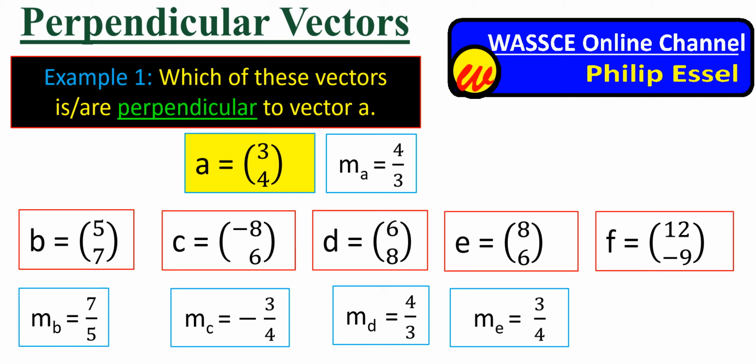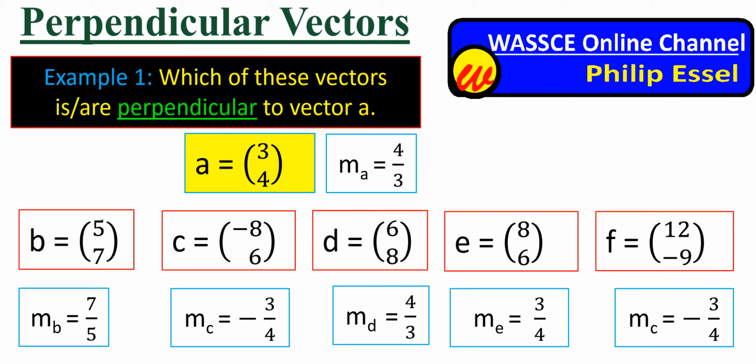The gradient of the vector F would be negative 9 divided by 12. When we break this down further, we would get negative 3 divided by 4. Now, at this point, we have been able to calculate the slopes of all the vectors involved.